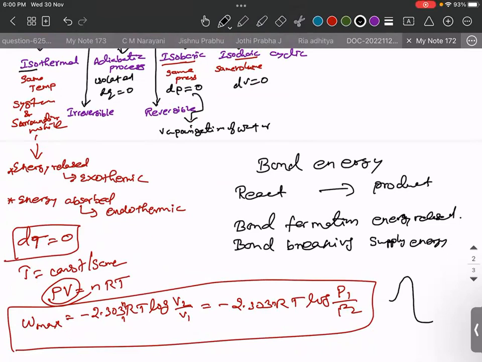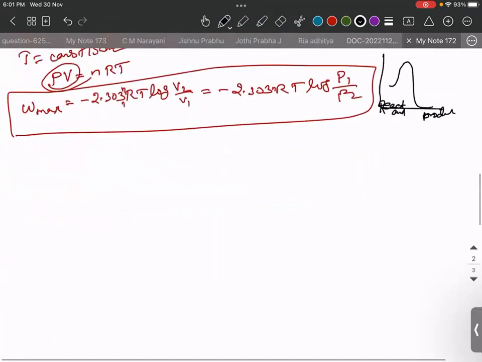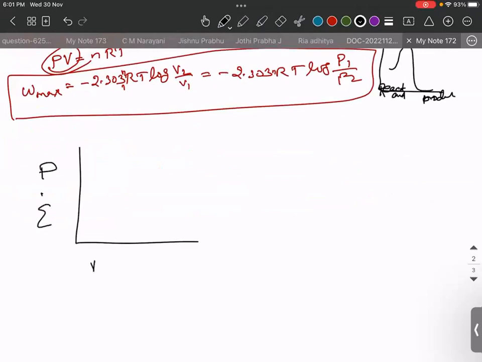It won't take place. Suppose this is the reactant, this is the product. Sorry, I will draw. When you have the potential energy against the reaction coordinate, this is the energy of your reactant, and this is the energy of your product. So the product energy is more, the reaction energy is less, which means it is irreversible.